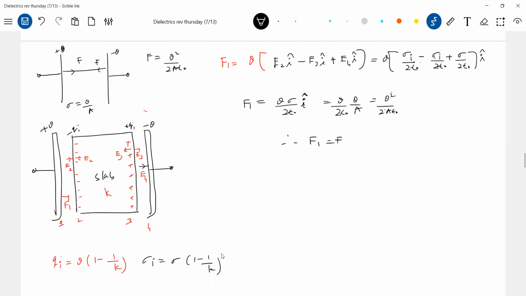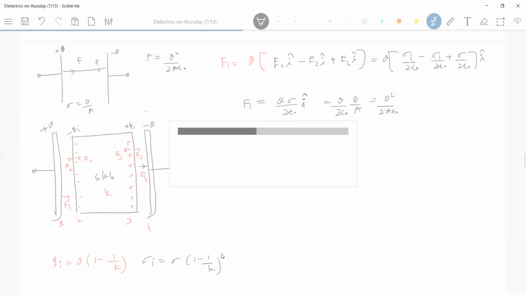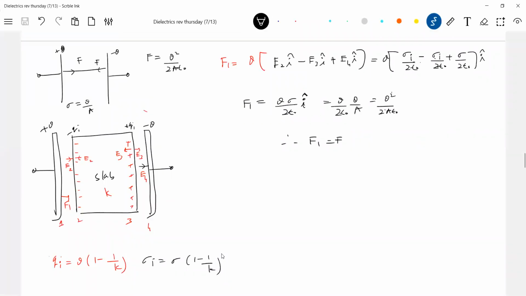So some set of questions are there. Please do analyze. So what is the conclusion? I think at least you remember this data. The force of interaction between the plates of a capacitor will not change on introduction of the slab.